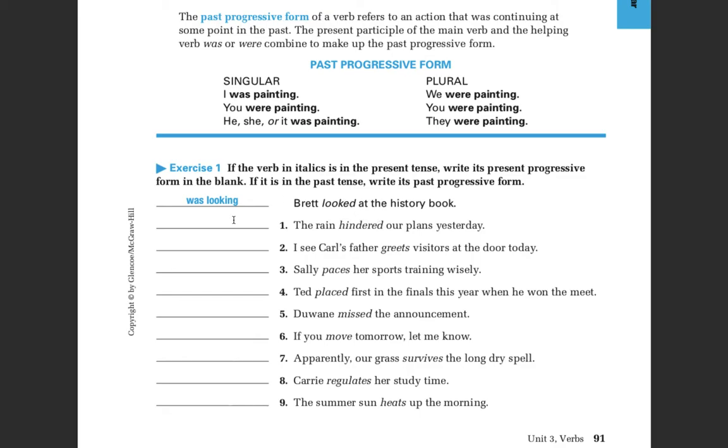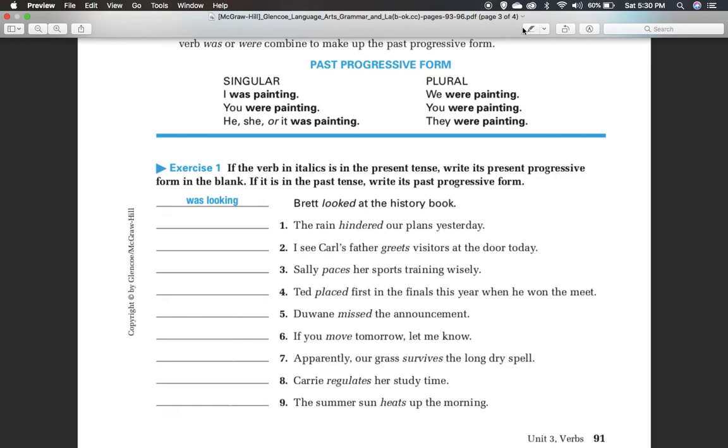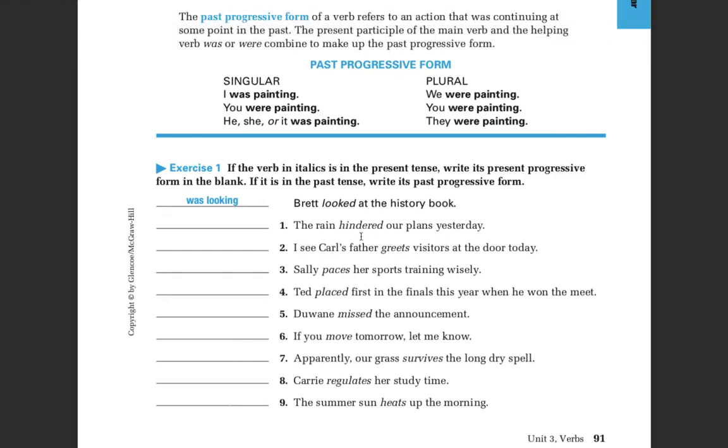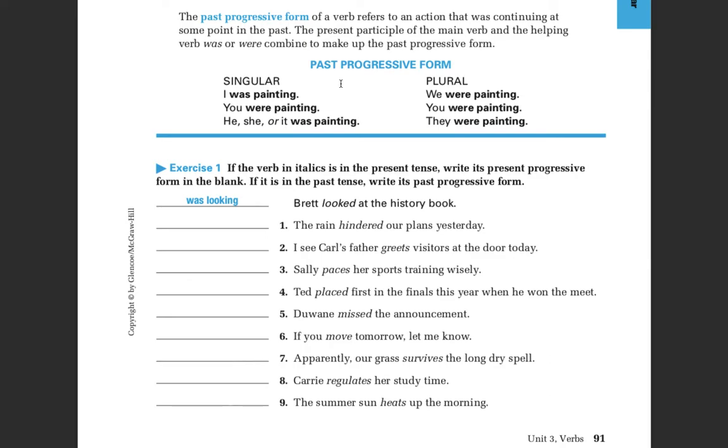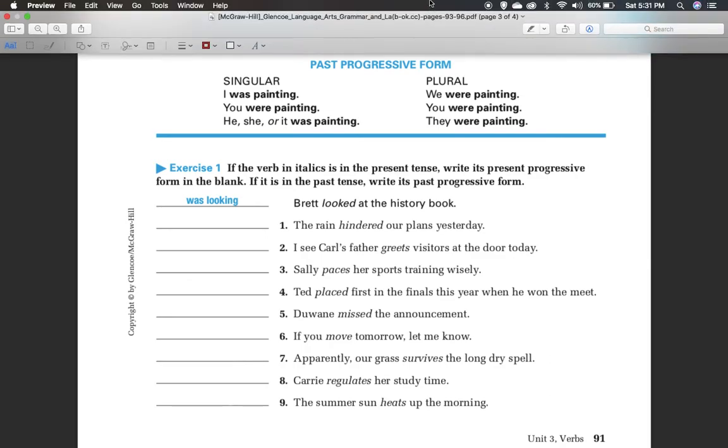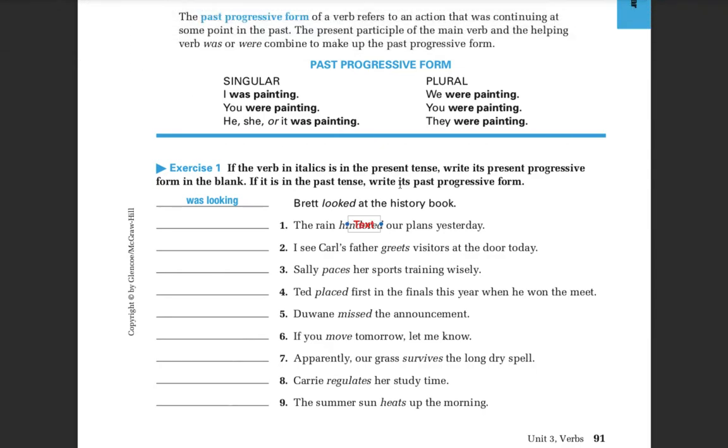So in order to change it to the past progressive, I need to add either was or were and ing to the verb here. So what I need to do is first decide whether I need to use was or were. The rain is singular, that's why I have to say the rain was hindering and not the rain were hindering. Okay, so I'm gonna write it down to show you the example here. I say the rain was hindering. Sorry, the rain was hindering our plans yesterday.